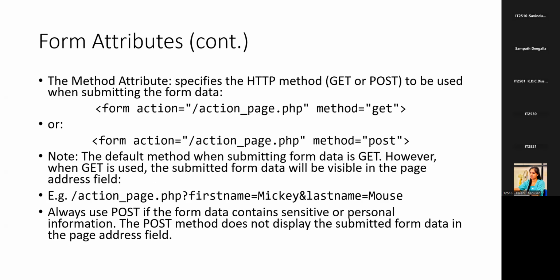Third one, the method we are going to use. There are two methods we can use: either get or post. One of the issues with get is that when you submit, it will display in the bar. That means it's visible in the address field. So if you want to make it secure, then you should go with post.